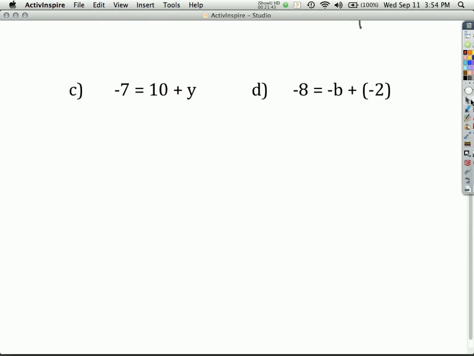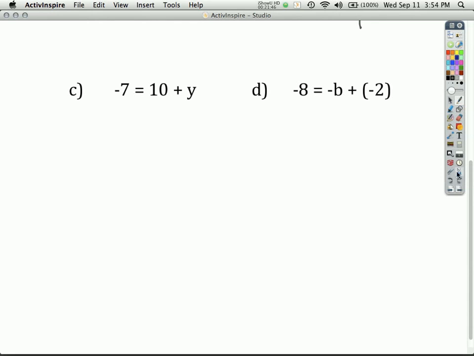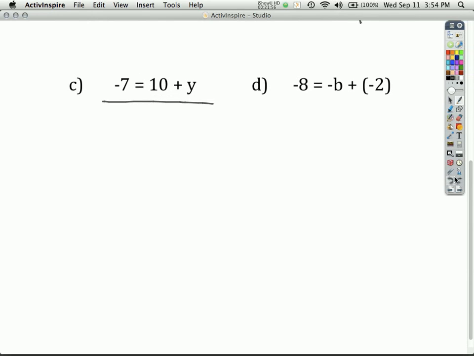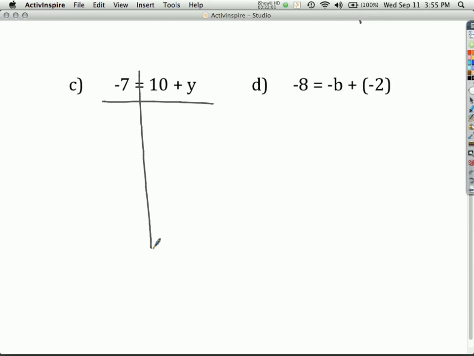So let's look at part C. Don't worry about part D yet. Still a simple one-step equation. We're still going to draw our t because we want to get used to using the training wheels so that we can be successful. But here's the tricky part.